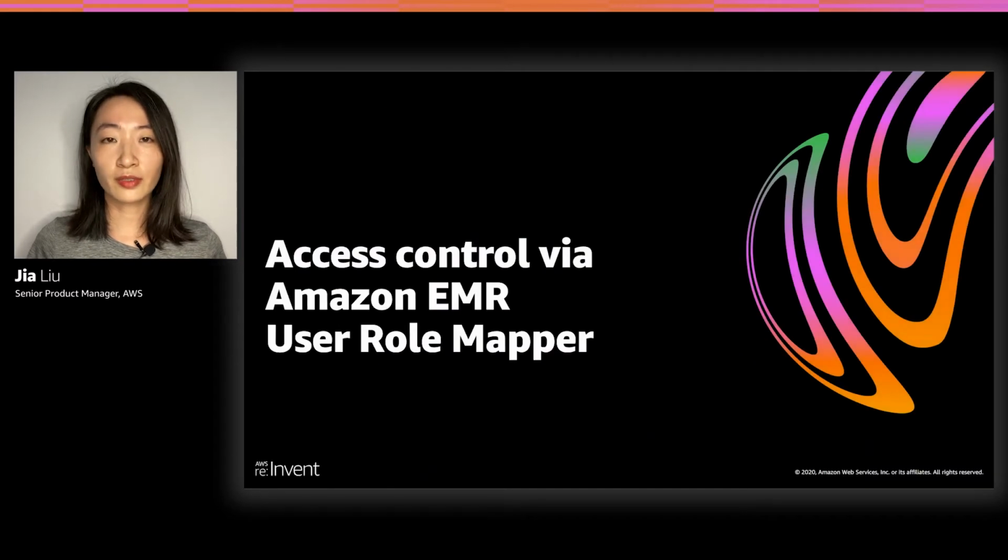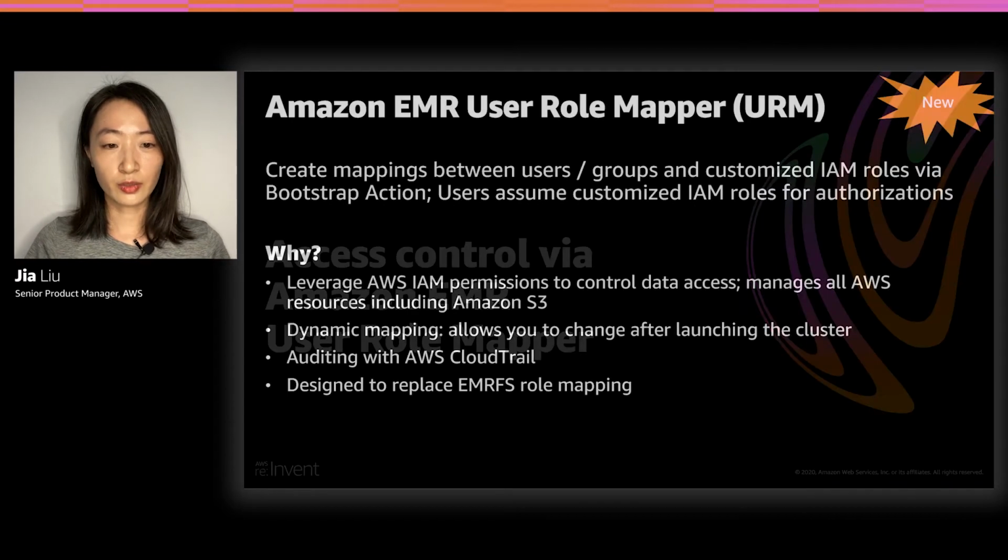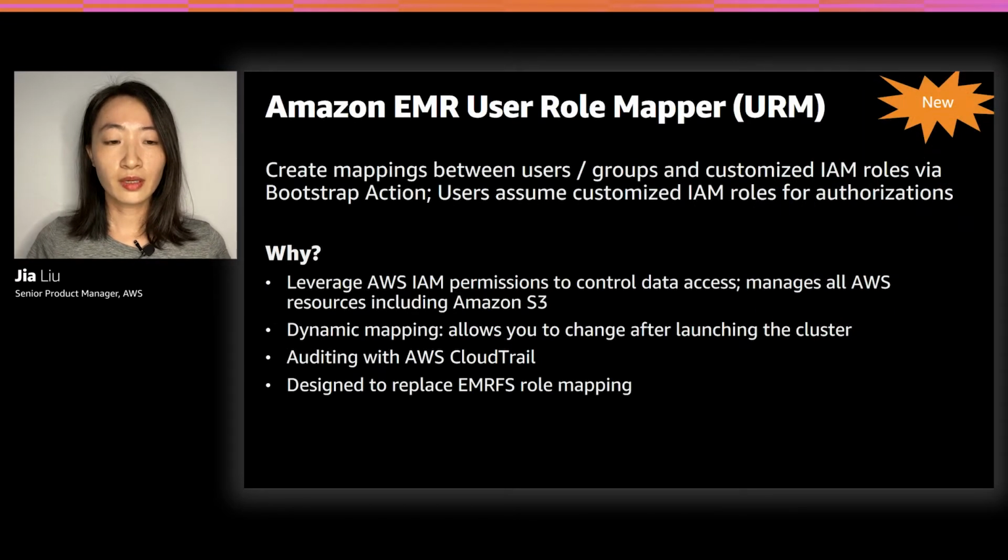You can define permissions based on the level of databases, tables, columns, or even rows. Now let's talk about the first option you have with Amazon EMR for multi-tenant access control. Amazon EMR User Role Mapper, which also has a short name of URM, allows you to create mappings between users, groups, and customized IAM roles. You can install and configure this via Bootstrap action, and your users will assume the customized IAM roles for scope-down permissions.